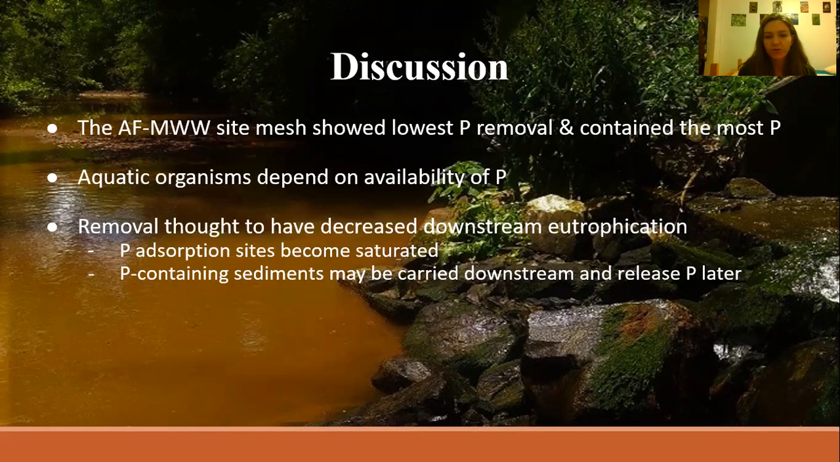This phosphorus removal can have an effect on ecosystems since organisms depend on phosphate for nutrients. Also, there are problems associated with phosphate concentrations if they get too high, such as eutrophication, but phosphorus adsorption cannot solve this because sometimes the sediments may be carried downstream and released later. So there needs to be further study to understand where this phosphorus is going and to continue abandoned mine drainage remediation efforts.